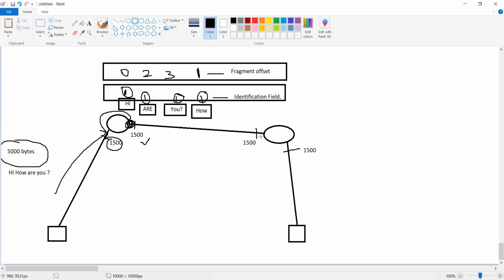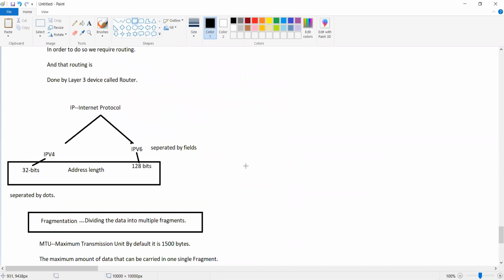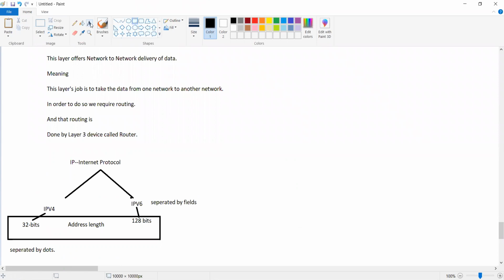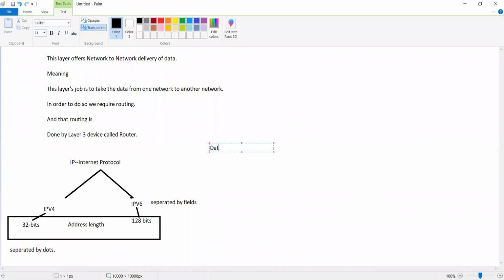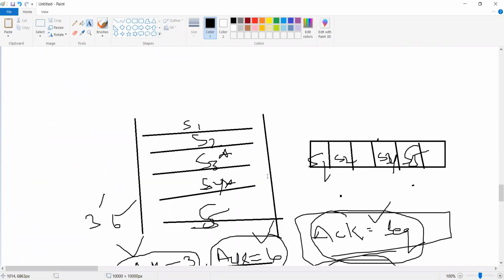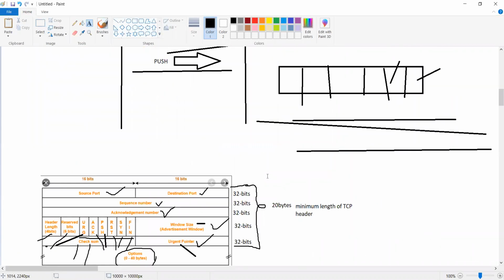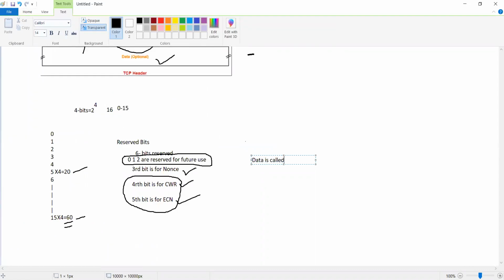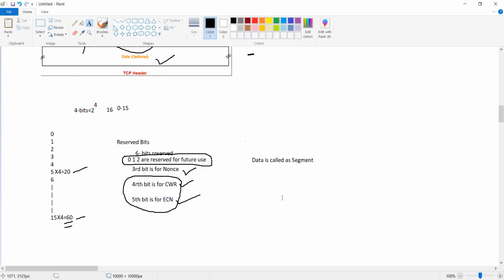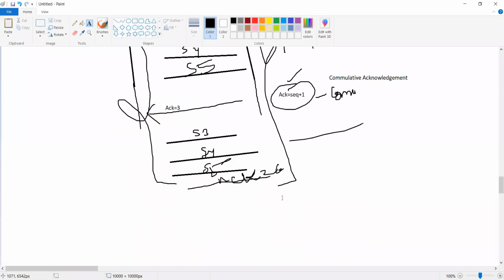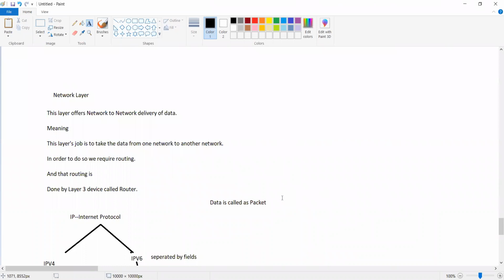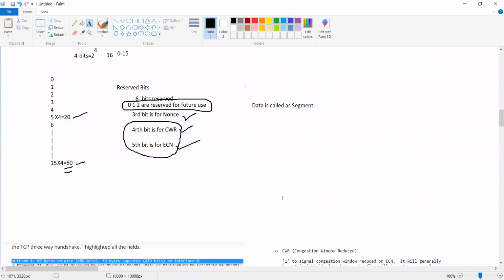Now, I was using the term packet, right? In case of the network layer, the data is called a packet. In case of the transport layer, the data is called a segment.